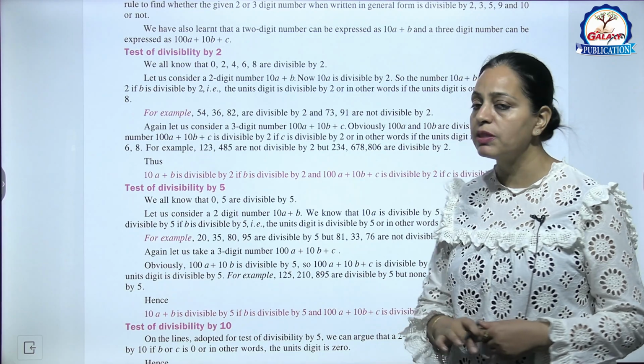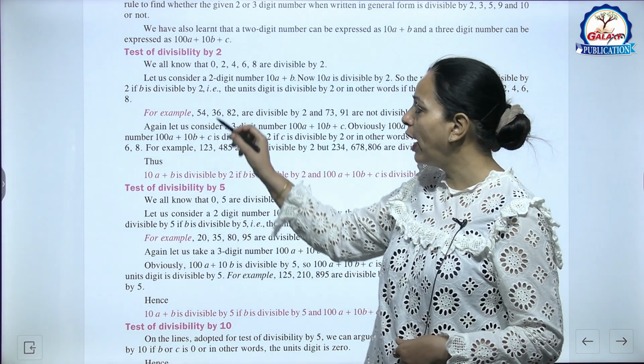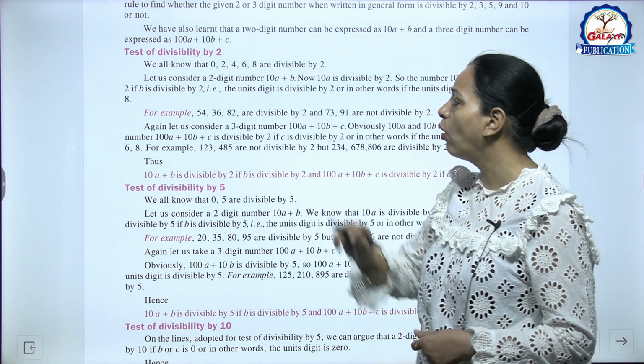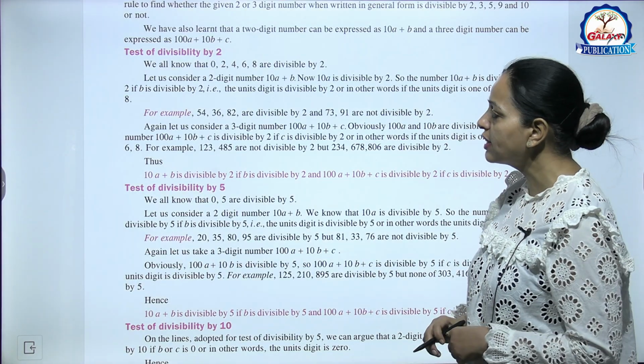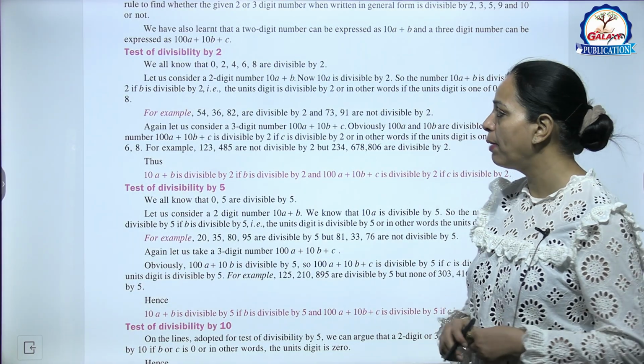Now test of divisibility by 2. We all know that 0, 2, 4, 6, 8 all are divisible by 2. So let us consider 2 digit number 10a plus b.